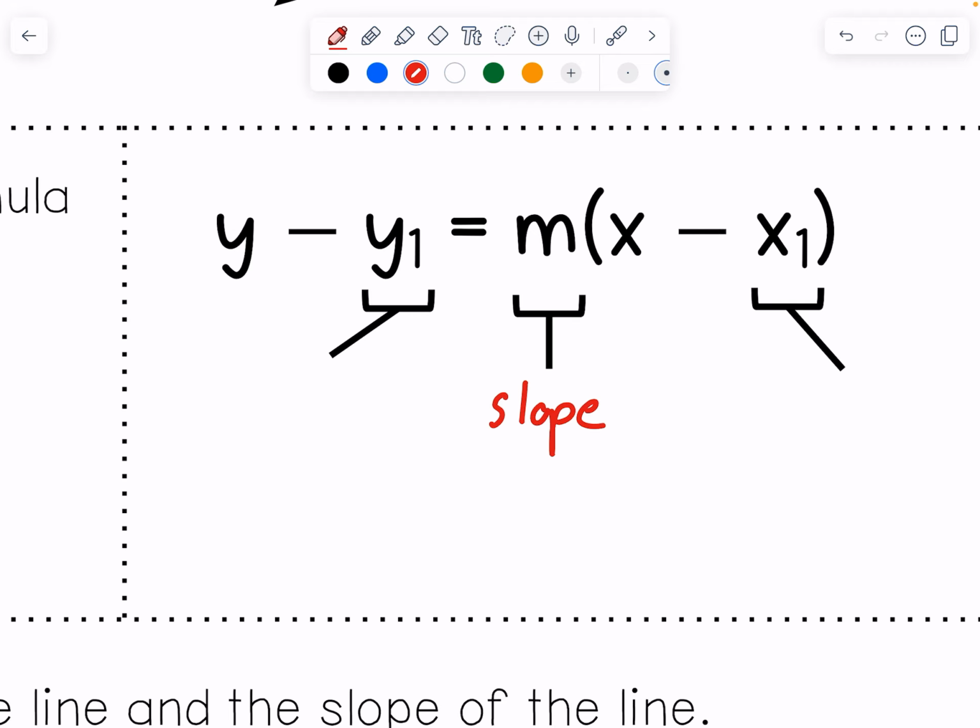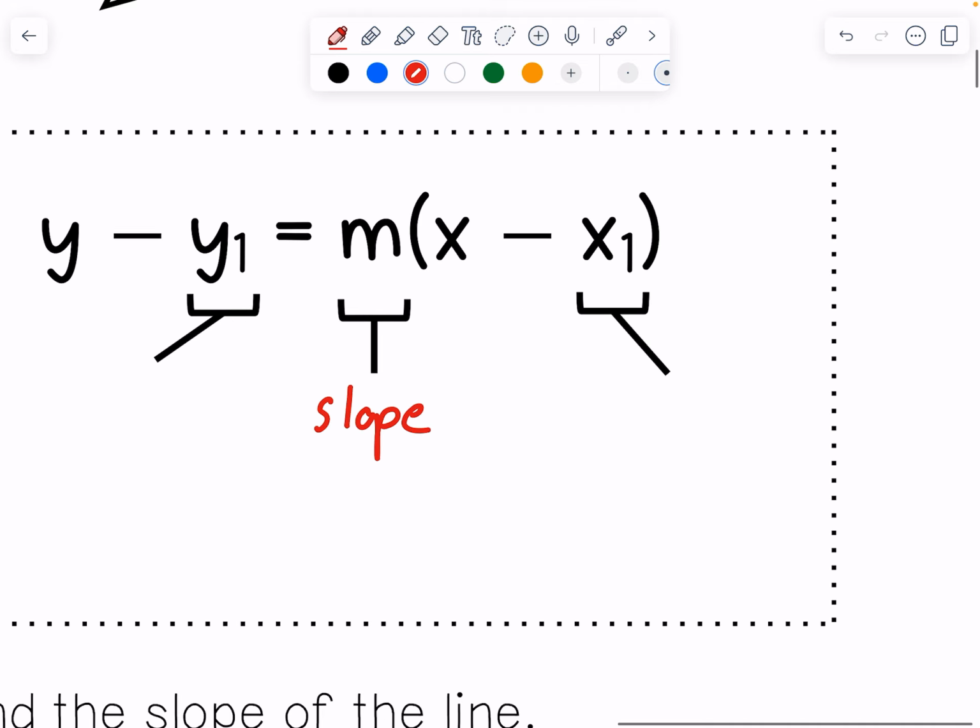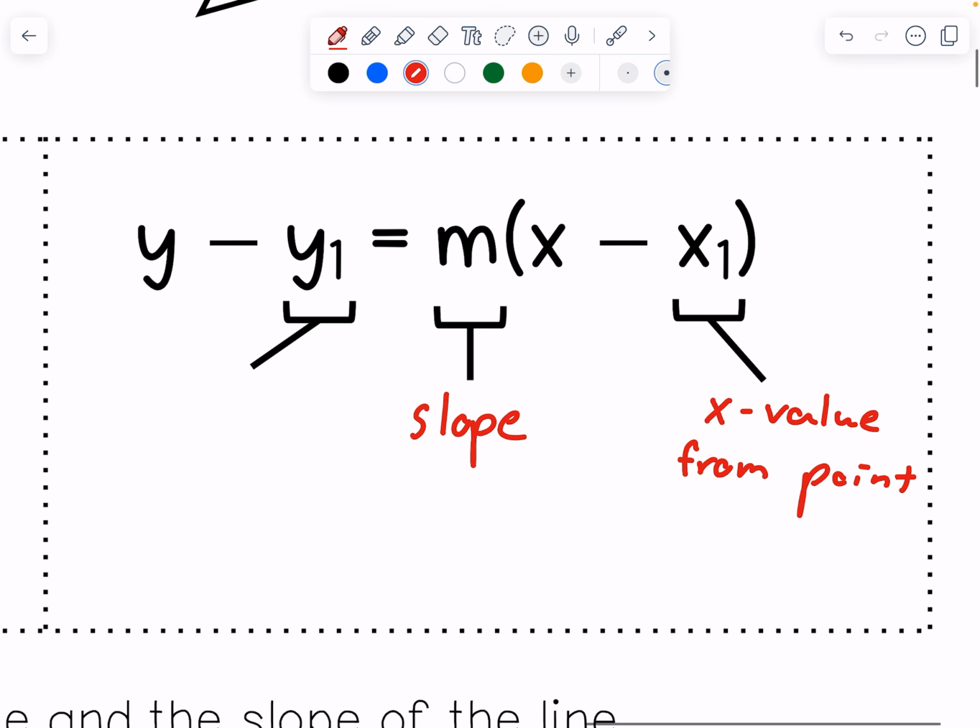X1 is going to be the X value from a point, and Y1 is going to be the Y value from a point.